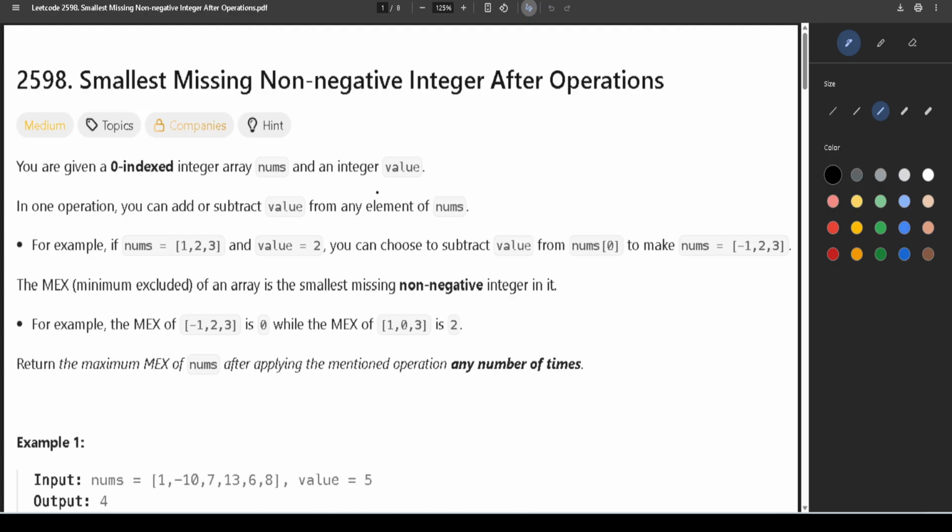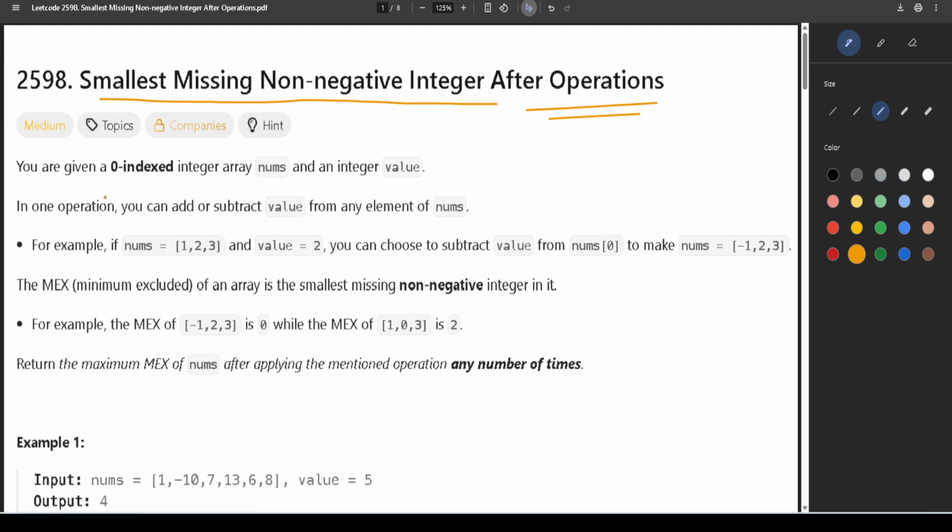Okay, the very first thing the question is saying is, give me 1 second. What the question is saying is that we have to find the smallest missing non-negative integer after operations. Okay, so let's break the problem down into very simple steps.